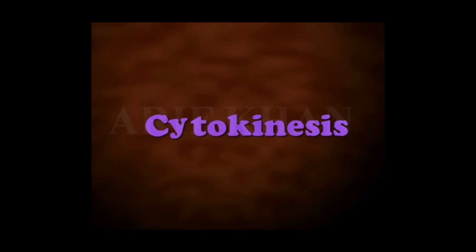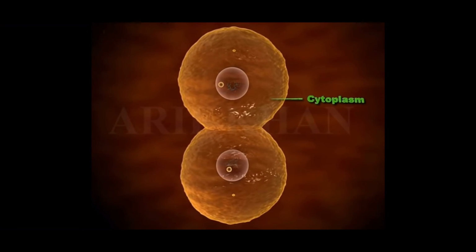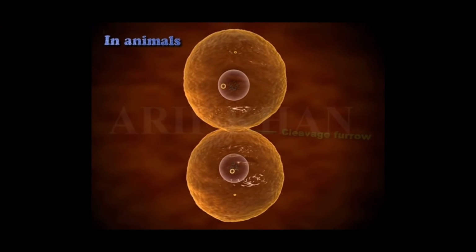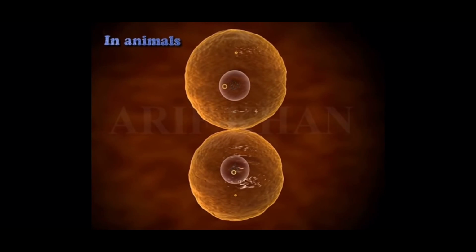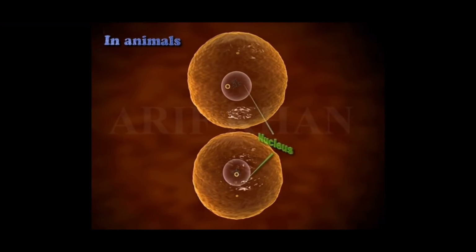Cytokinesis. Cytokinesis is the partition of the cytoplasm. In animals, a cleavage furrow appears in the plasma membrane, which deepens and divides the cytoplasm into two daughter cells, each containing a nucleus.